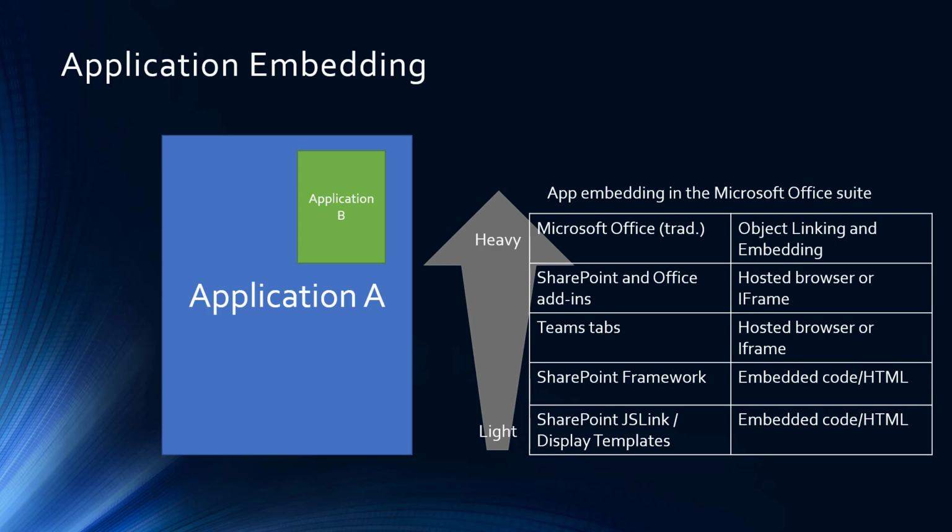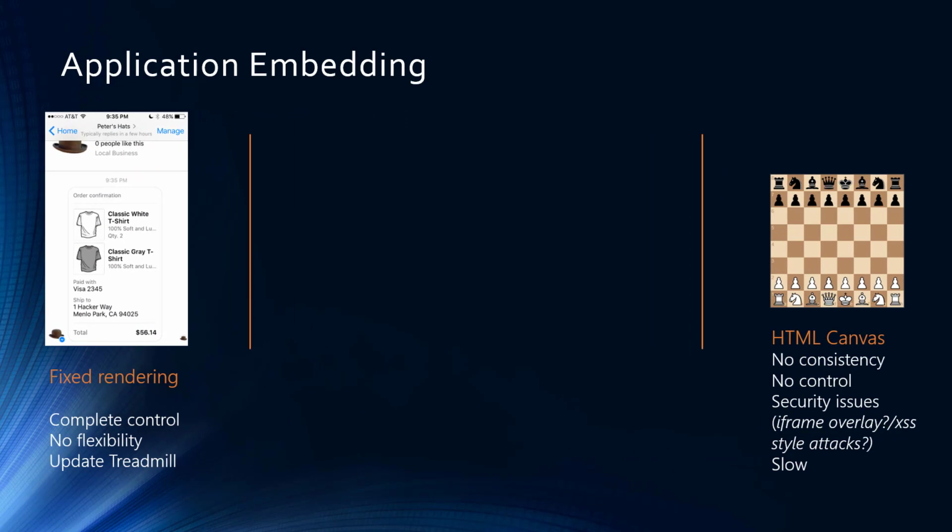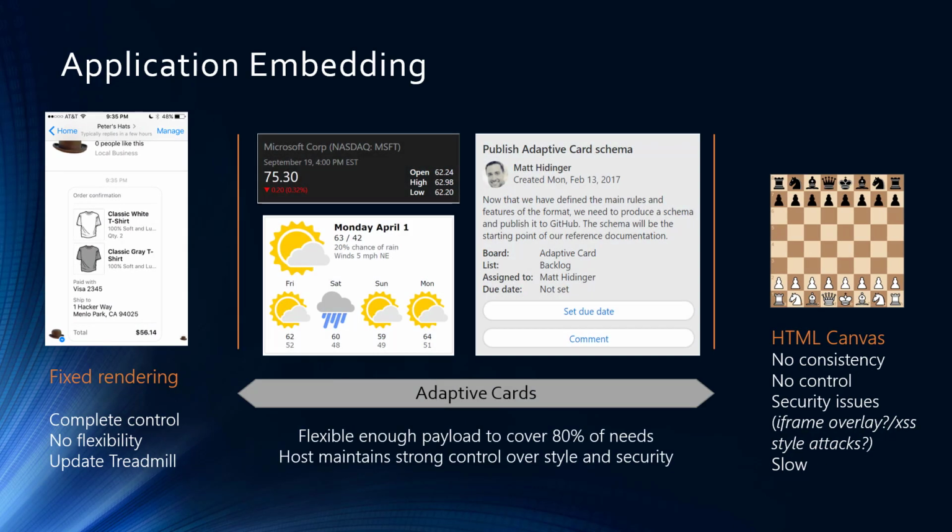A lighter weight alternative is to embed code and HTML from the embedded application into the hosting application. This is lighter weight and allows more applications to be embedded, such as SharePoint Framework web parts or even JSLink and display templates. Adaptive cards provide an even lighter weight alternative that requires less coordination between the embedded application and the hosting application, and it also works across different types of applications. Adaptive cards are flexible enough to cover most needs while giving the hosting application strong control over style and security.